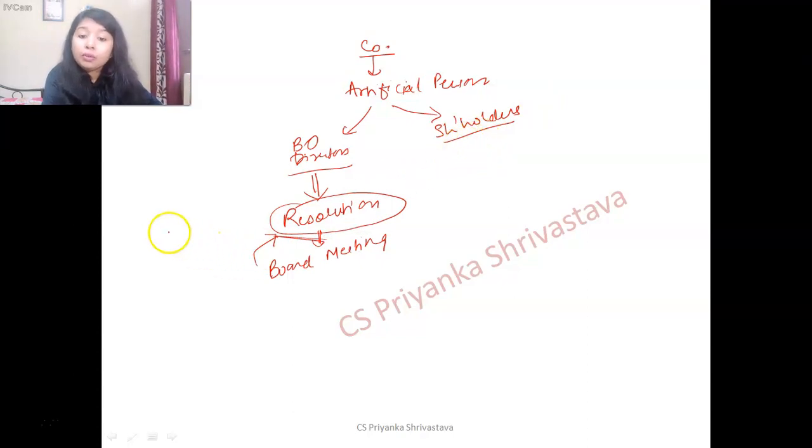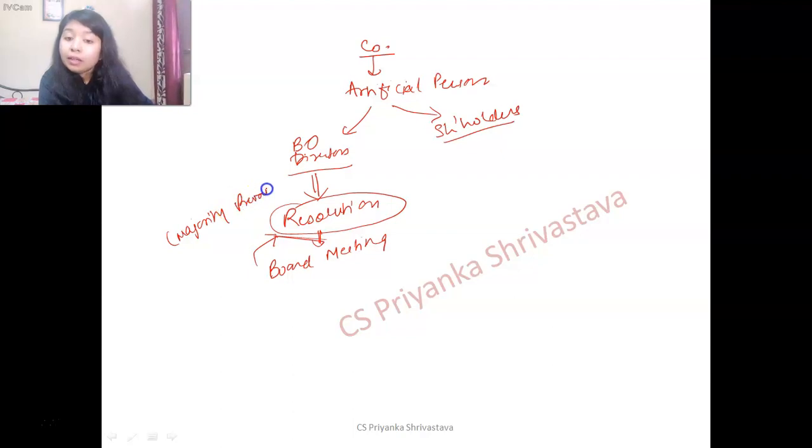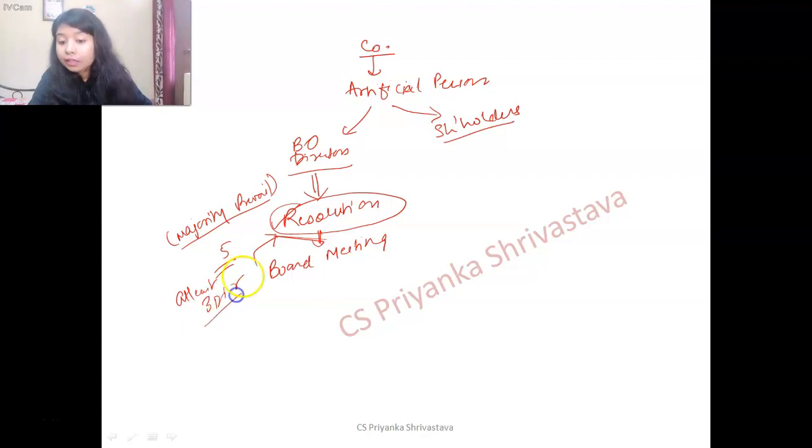We all know the majority always prevails in the case of the Companies Act. That's why we pass a resolution where a majority of the directors have to accept any particular matter put in the resolution, and they need to vote in favor of it. Suppose there are 5 directors, then at least 3 directors should be in favor of this resolution, and then the resolution will be said to be passed in the board meeting.